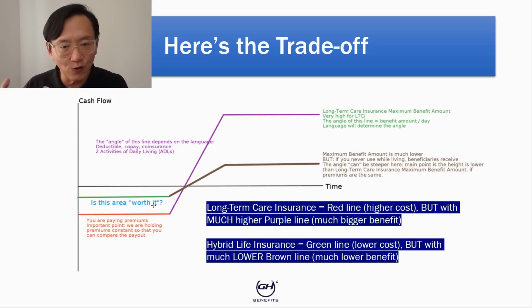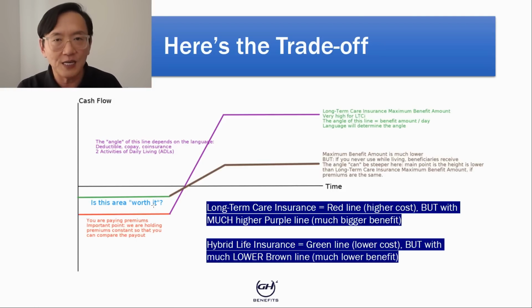I'm here to describe to you, as clearly as I can, exactly how the purple line works and how the brown line works, and what those situations are in advance, so that you know what you're going to get if the situation occurs. Now I'll stop here and go to the next topic.